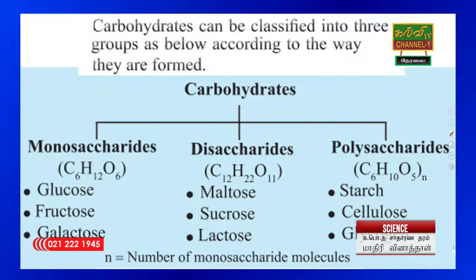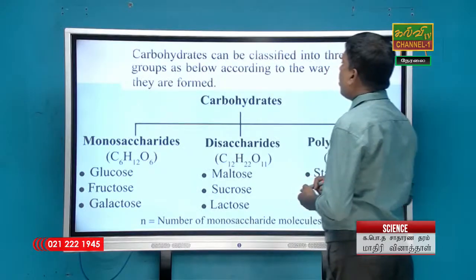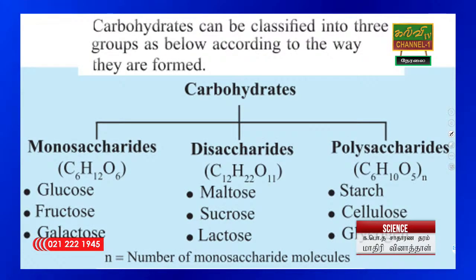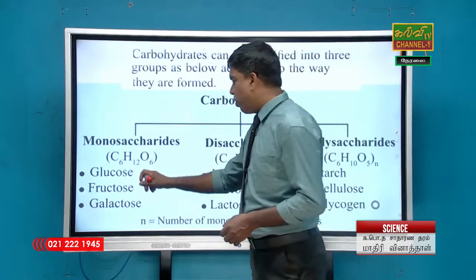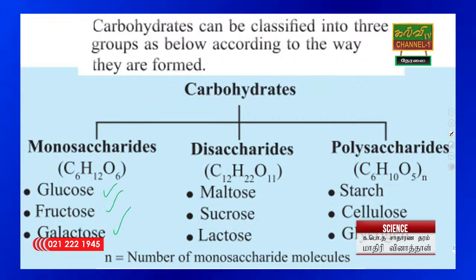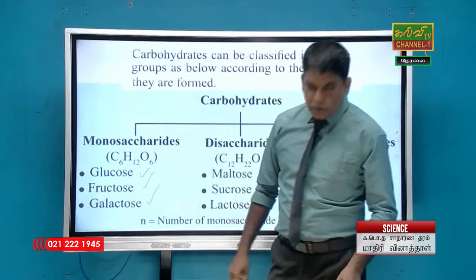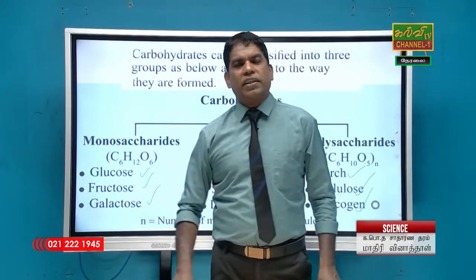Okay, students, now you can see carbohydrate can be classified into three groups according to the way they are formed: monosaccharides, disaccharides and polysaccharides, right? Okay. Now glucose, fructose, galactose, we already studied. And maltose, sucrose, lactose, right? And starch, cellulose, glycogen. These are the three kinds. Okay students, now you can understand what is going on, right?